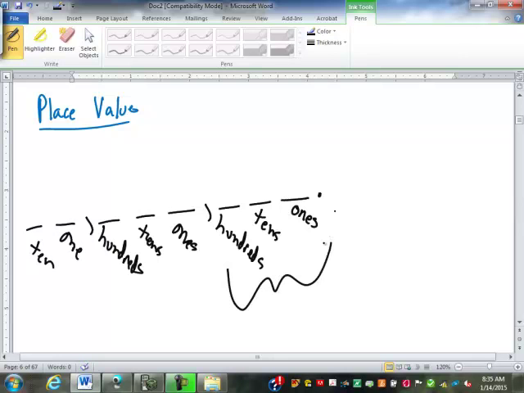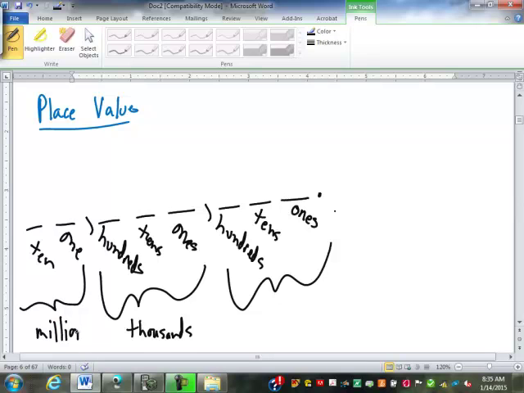This first group is just our base group. The second group of three is the thousands group. And then it's the millions, and so on. Now, when you name a place value, you name its value and its group. So this one would just be the tens place, but this one would be the 10,000, and so on.